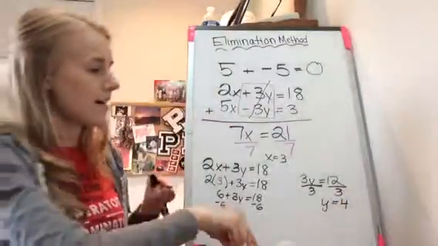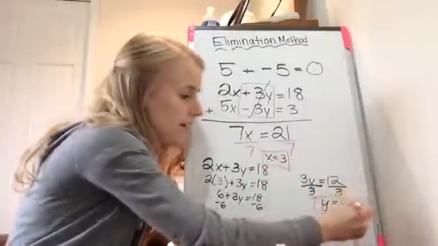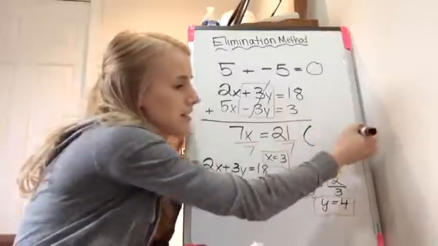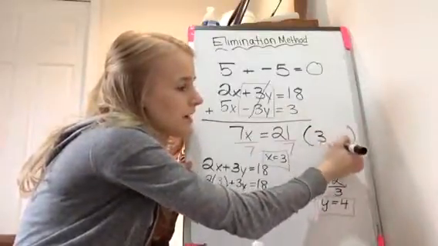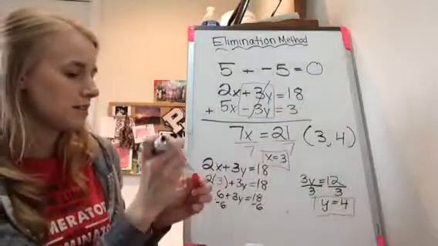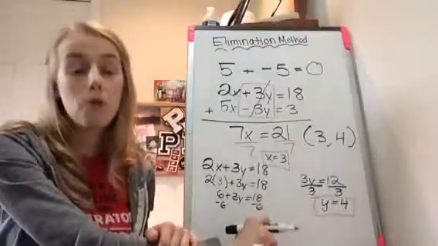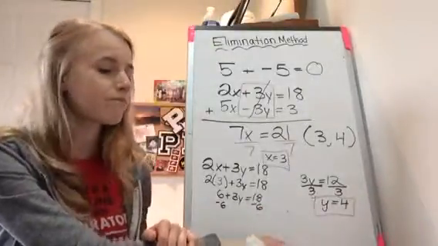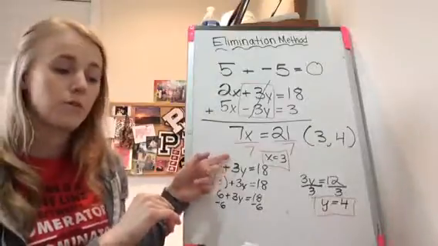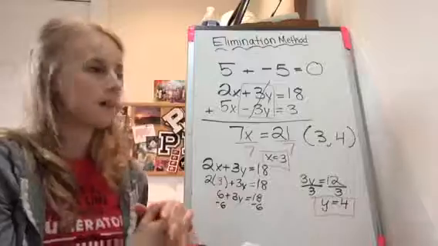So now I have a solution. I have x equals 3 and y equals 4. Now we know that we write our solutions in a point format, 3, 4. So if I were to graph these equations, the lines would cross at 3, 4. So there is one solution for this problem. Now, after we have solved for our first variable, we substitute that in for our second. The final step is to check.